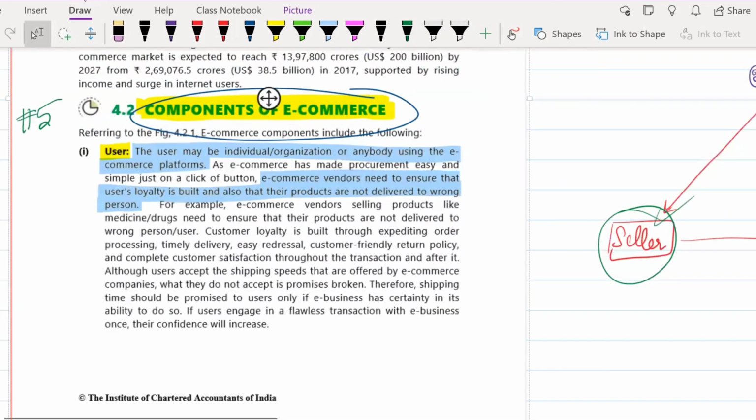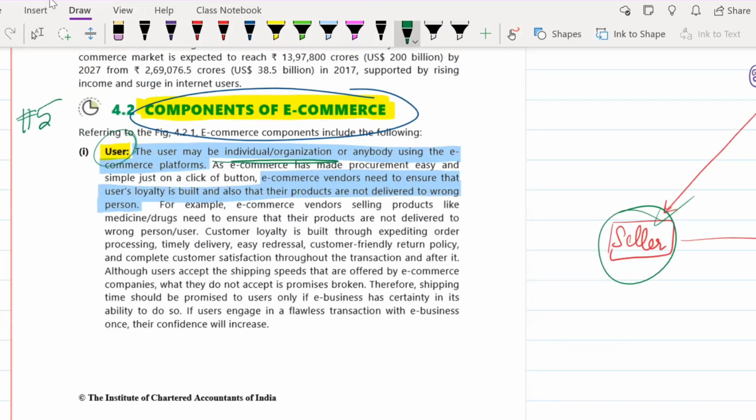First, what did I tell you? The first component is the user. Users may be individuals or organizations or anybody who is using the e-commerce platform. Correct. We might be the users, or any company might come and buy from the e-commerce website. Anybody who is going to buy from it is going to be a user of the e-commerce platform. So e-commerce vendors, who is Amazon, need to ensure that the user's loyalty is built.